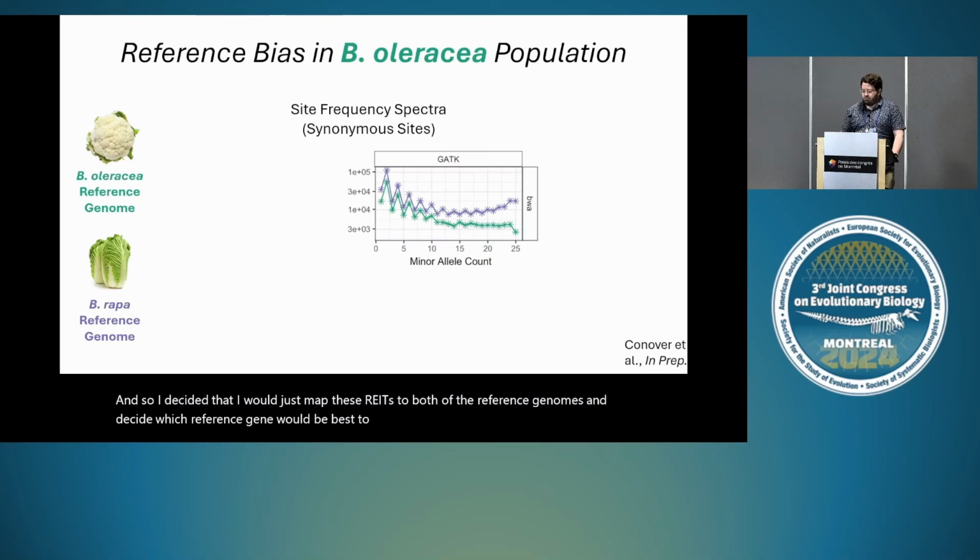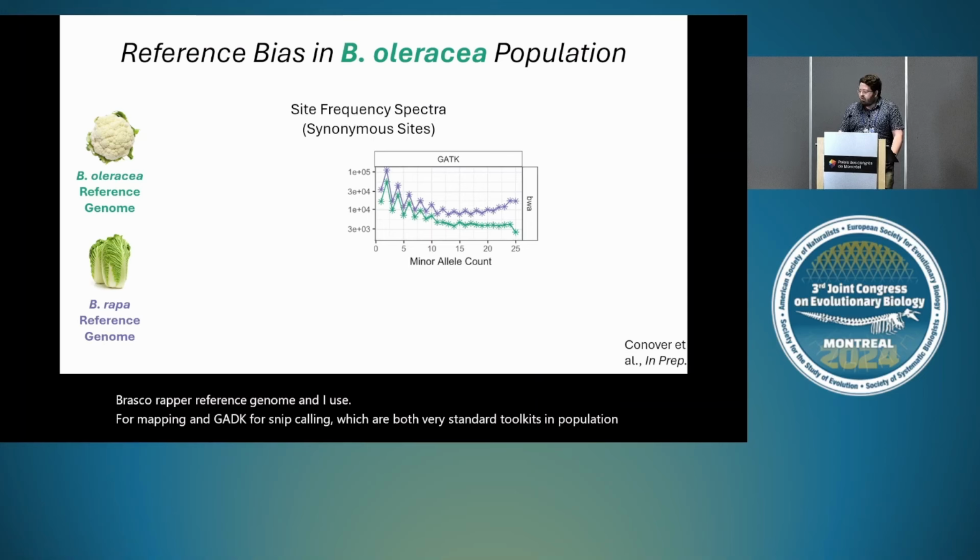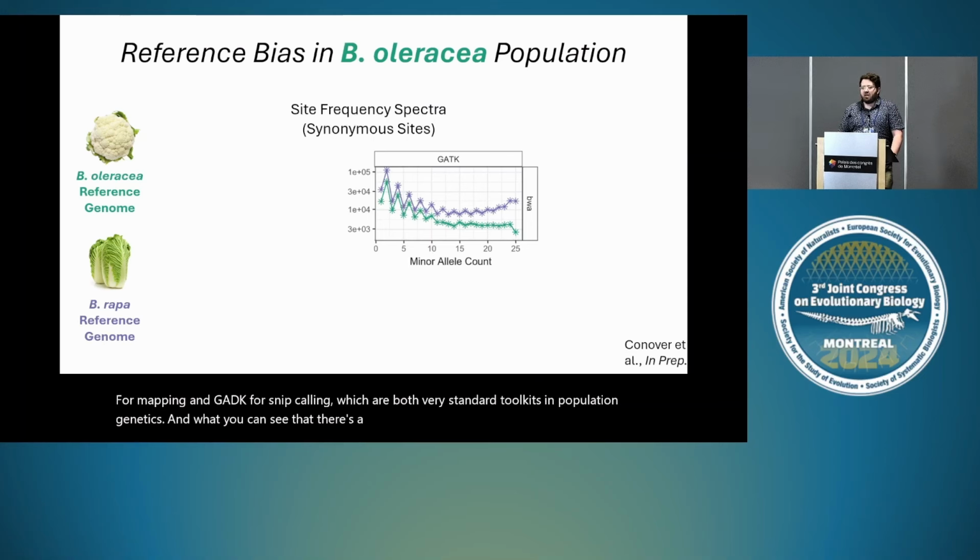So here I'm showing data from the Brassica oleracea population, and in green is the same data that you saw on the previous slide, and in purple is the site frequency spectra that I generated when mapping the reads to the Brassica rapa reference genome. And I use BWA for mapping and GATK for SNP calling, which are both very standard toolkits in population genetics. And what you can see is there's a big difference between these two site frequency spectra.